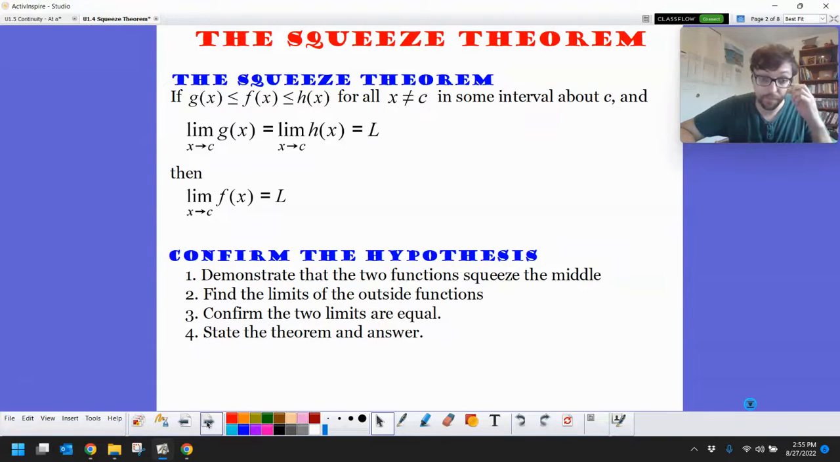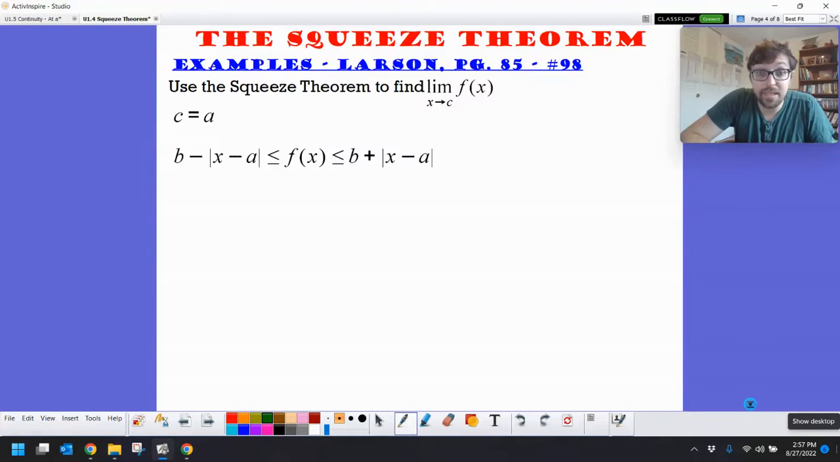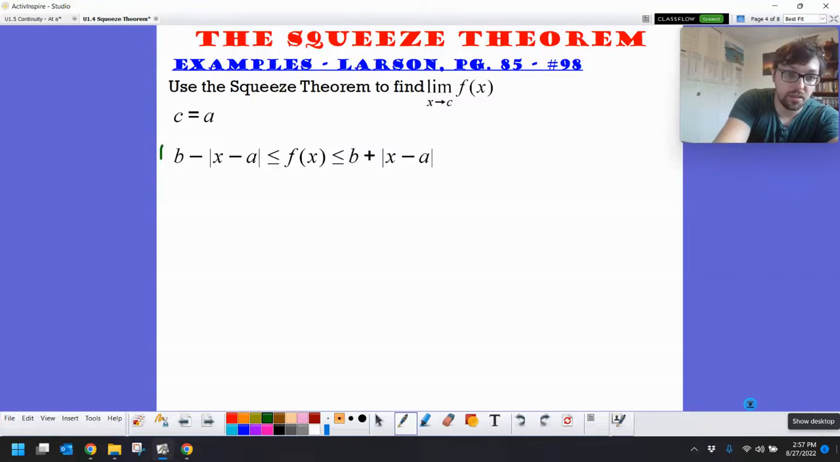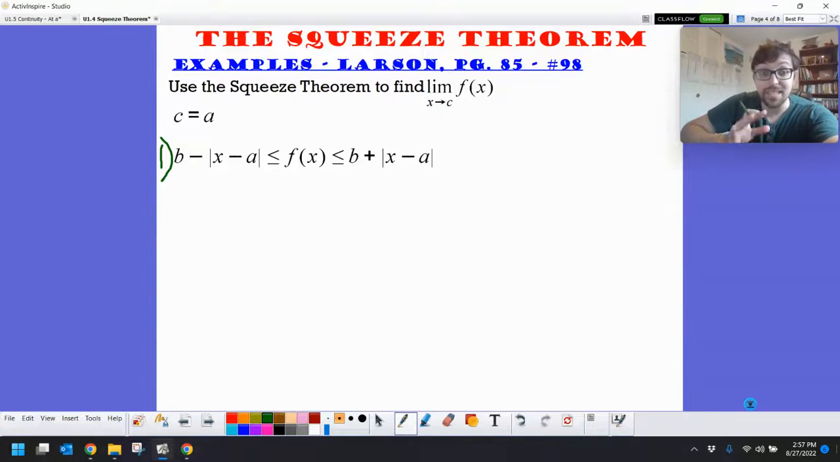Let's try applying the squeeze theorem to some function I don't even know. It could be doing all kinds of crazy things, but I still want to be able to find out its limit. We've already been given the first step. It's right here that f of x is stuck between these two other functions. So I can move on to step 2 and check their limits.